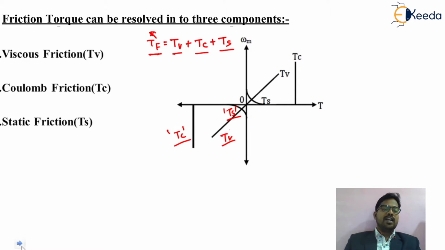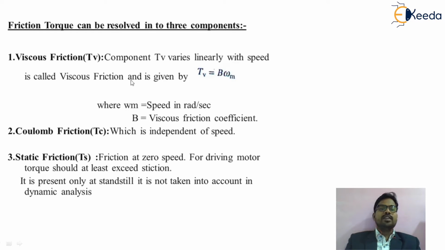So let's start to understand what we mean by the viscous friction. This is denoted by TV. This is the component which varies linearly with speed. So this is called the viscous friction, and the symbol of the viscous friction, that is TV, is equal to B into omega m.